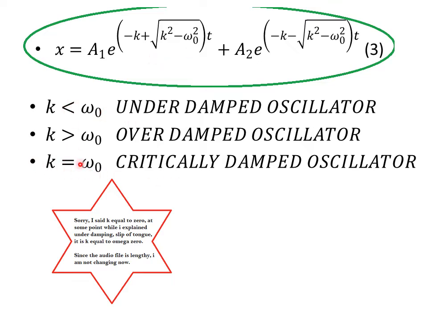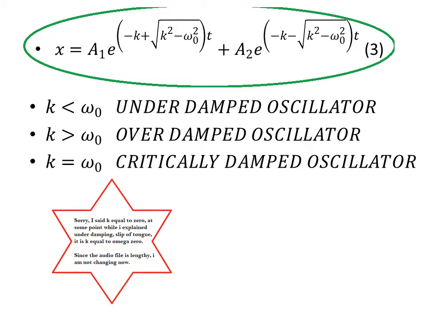First of all, let us see k equal to 0. When k equals 0, the term root of k square minus omega 0 square will disappear from both these terms. So what we will have is some constant into e raised to minus kt plus another constant into e raised to minus kt. So essentially we get a1 plus a2 into e raised to minus kt. Because of the presence of the term e raised to minus kt, it is going to exponentially decrease. So we start with a simple harmonic oscillator, and then it experiences damping.